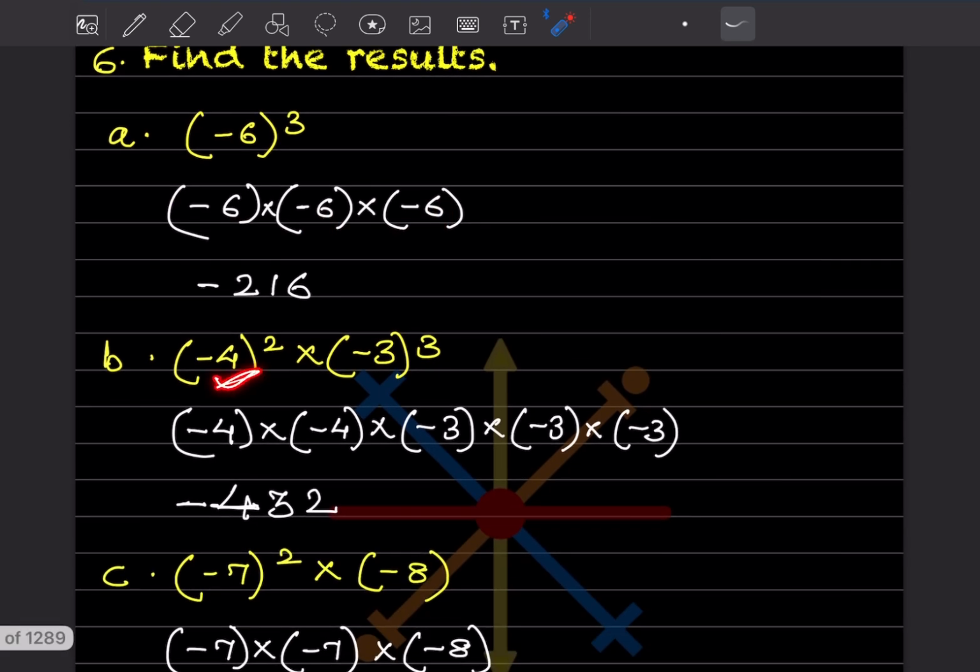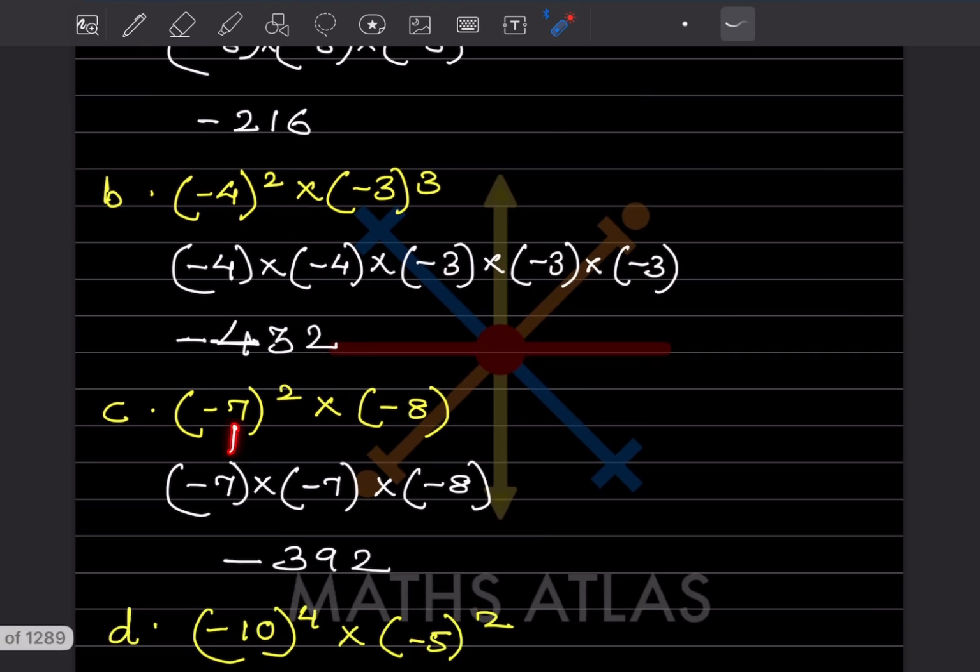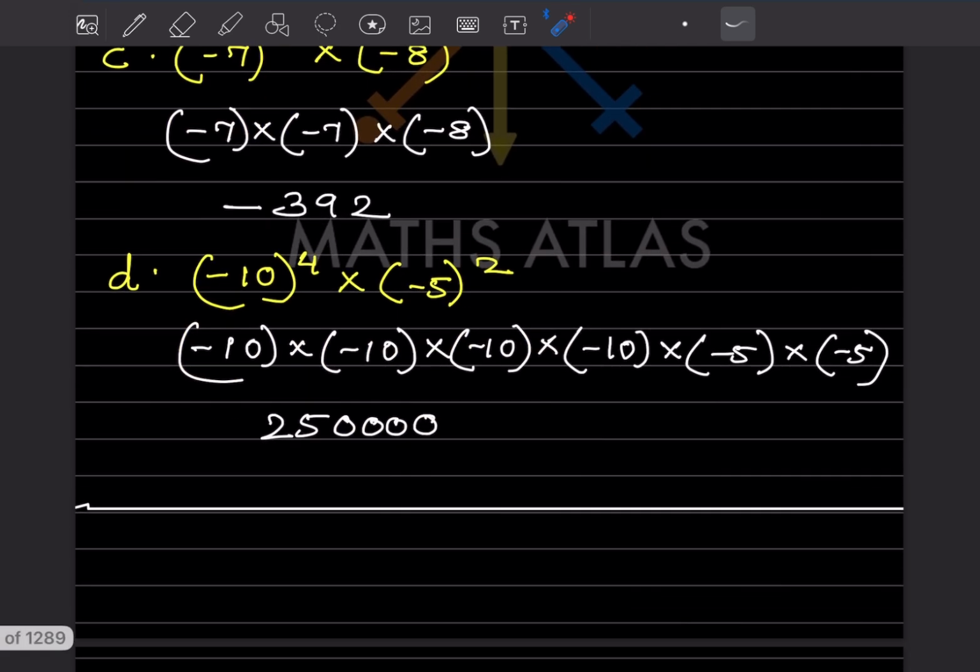Now for this one you will write minus 4 into minus 4. For this part you will write minus 3 into minus 3 into minus 3. Now you will see the number of negative signs: 1, 2, 3, 4 and 5. Again, 5 is an odd number, so it's going to be negative, and then you multiply all this, which is going to be 432. Now here you can write minus 7 into minus 7, and this is going to be minus 8. So 1, 2, 3. 3 is an odd number, so that is going to be negative. Multiply this, that is going to be 392.